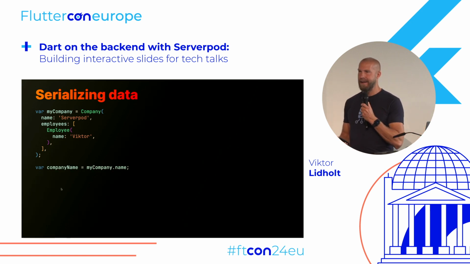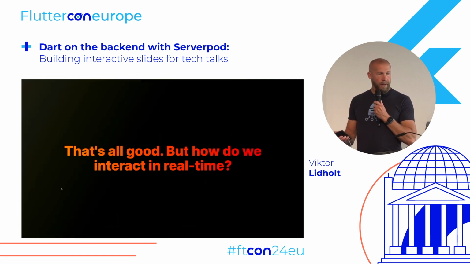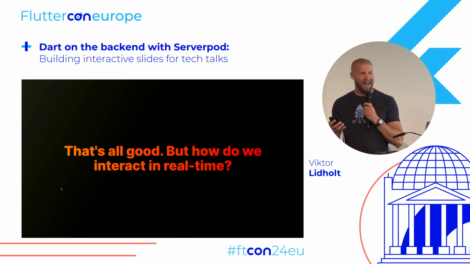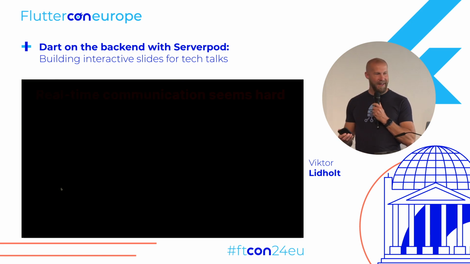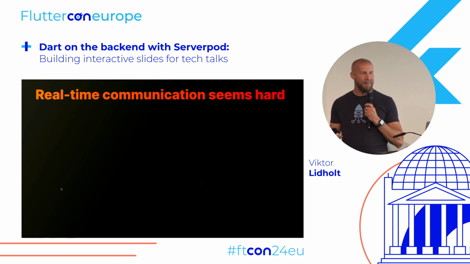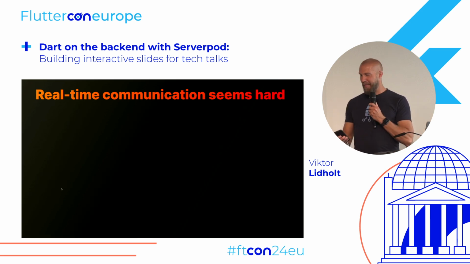And then you can access the properties just like you would expect. So it's very straightforward. It also creates a few other convenience methods, like a copy with method and stuff like that. So that's all good, but how do we interact with this in real time? But yeah, real-time communication seems hard, and it's because it kind of is.